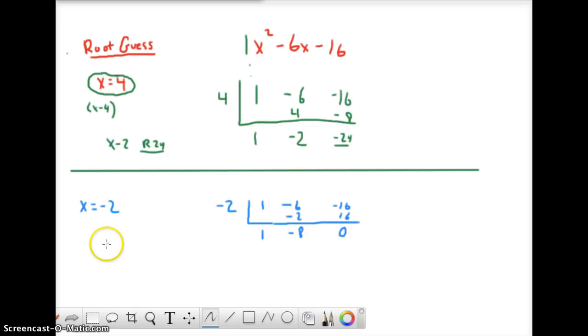So the other factor here, right? I was testing to see if x plus 2 was a factor. From here, I have x take away 8 as the other factor. Okay, so here I know that these are the factors of my polynomial, and I know that negative 2 is a root. So that's it.